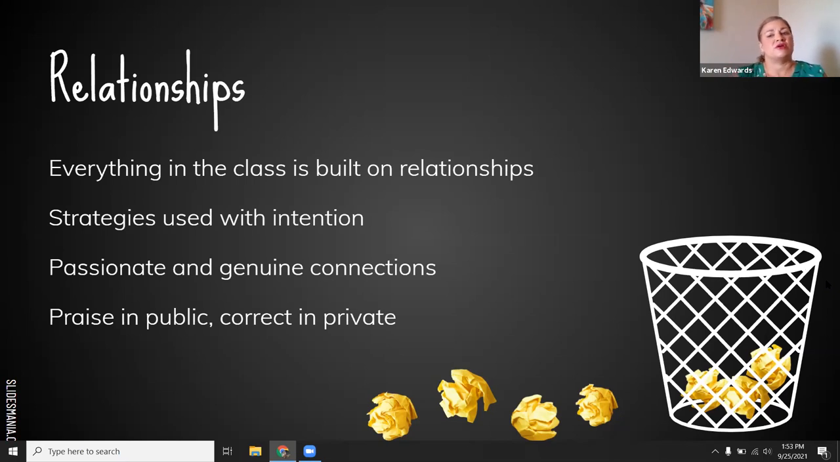But if you're passionate about your content and you are genuine when you are making these connections and you truly want to help them get better, then they are going to be eating out of your hand. They will do whatever you ask them to. You could ask them to go up on the roof of the school and jump down, and they're going to go, okay, where's the ladder? Like, how do we get up there? Because they trust you. Okay.